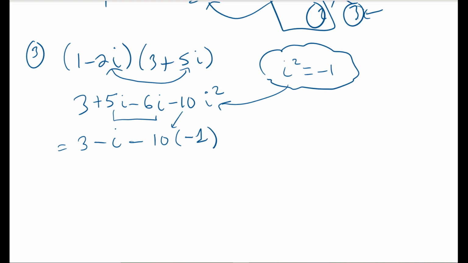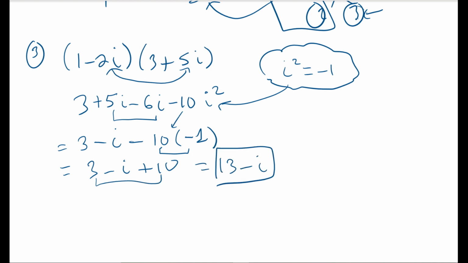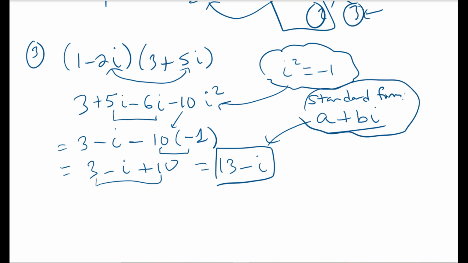So now we have here 3 minus i. Negative 10 times negative 1 is positive 10. Combine your like terms now. 3 plus 10 is 13. So we have 13 minus i. Make sure that when you write this answer, you write it in the form a plus bi, because that's the standard form for complex numbers. So standard form. Okay, so that is our final answer for number 3.